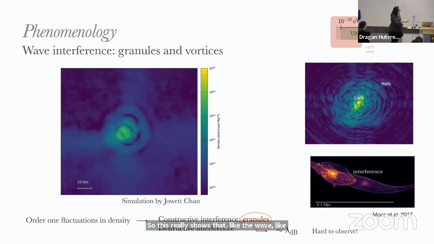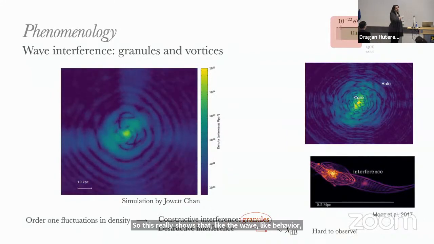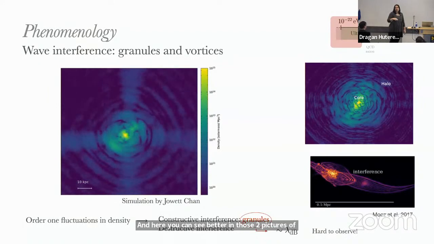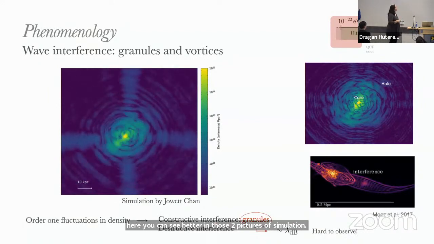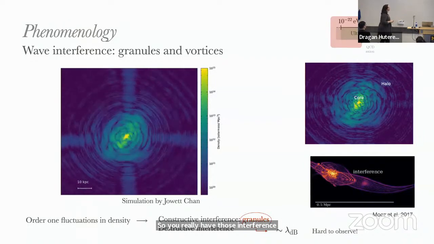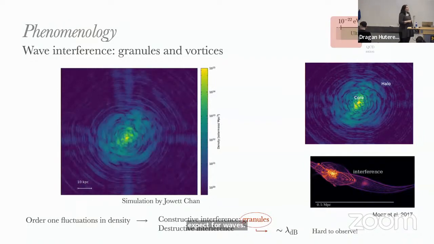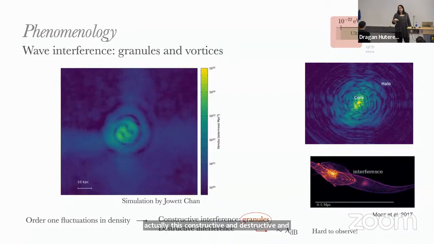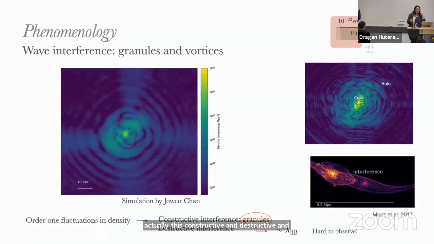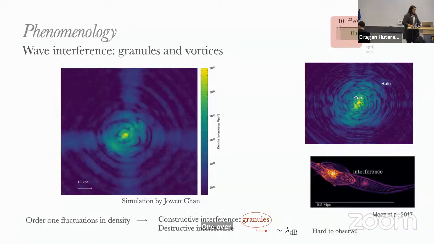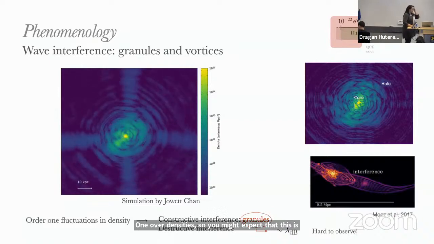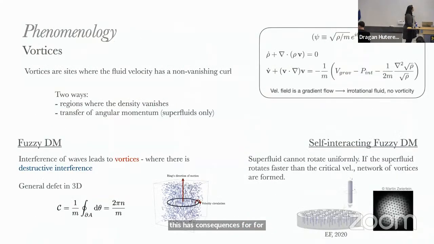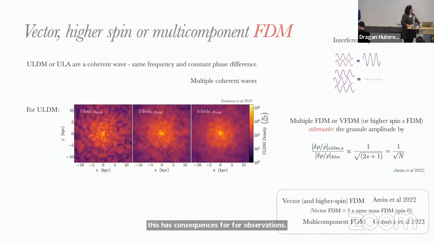And here you can see better in those two pictures of simulation. So you really have those interference patterns that you expect for waves. But for dark matter, this is the halo of the galaxy. And actually, these constructive and destructive interference patterns mean that I have regions in my galaxy that have order one overdensities. So you might expect that this has consequences for observations. There are other undulatory effects like formation of vortices and everything, but this is too much for today.